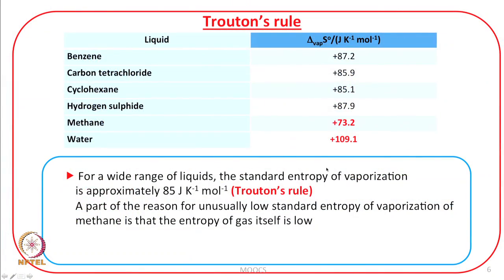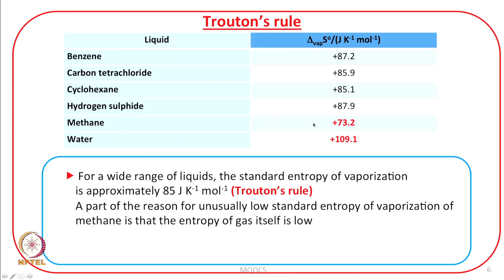Whereas, if we take a look at the value for water, you see the water value is about 109.1 joules per Kelvin. This is much higher than 85, and the reason for this is that in liquid water there is an extensive hydrogen bonded network, and therefore, when liquid water is converted to water vapor, that hydrogen bonding is broken and a large amount of disorder is generated. That is why for water the value is 109, much more than what is predicted by Trouton's rule.